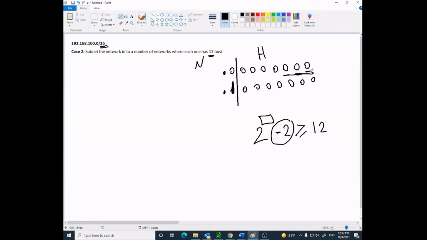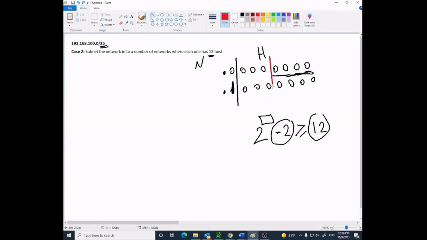Let's see 3. 2 to the power of 3 is 8. 8 minus 2 is 6. That's not enough. Let's go ahead and add another one, which is 4. 2 to the power of 4 is 16. 16 minus 2 is 14. And that is enough. So my new line is going to be this one.